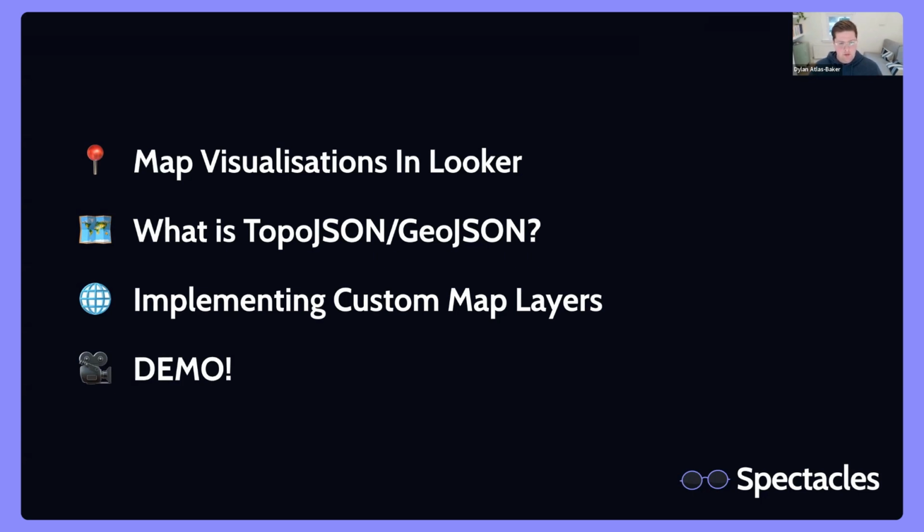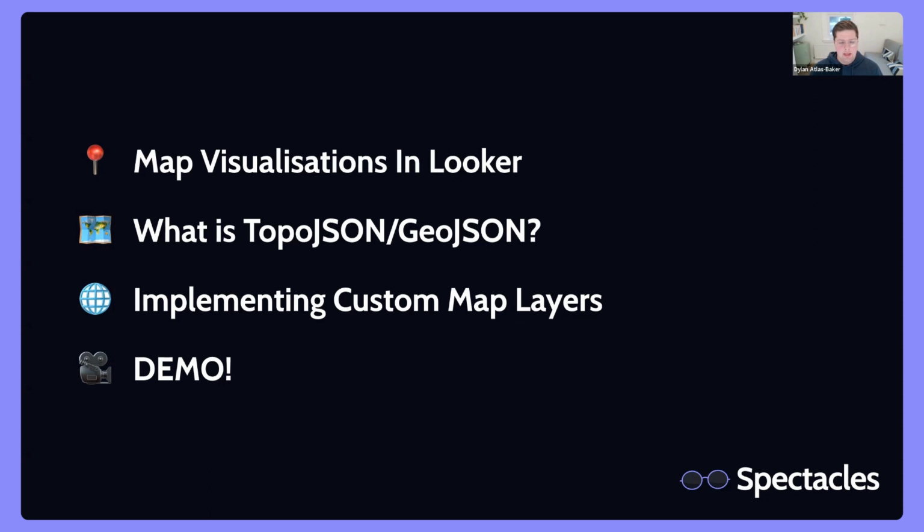We're going to do this in 4 chunks. The first thing is the default functionality in Looker today, which some people may not be aware of. We're then going to talk about what for most people is likely a new file format, TopoJSON or GeoJSON. This is a way that you can define areas on maps, and it's one of the core things Looker uses for these map visualizations. We're going to talk about what that looks like and how it's going to be useful to us. We're then going to talk through the steps of how you actually implement a custom map layer and how that works in Looker.